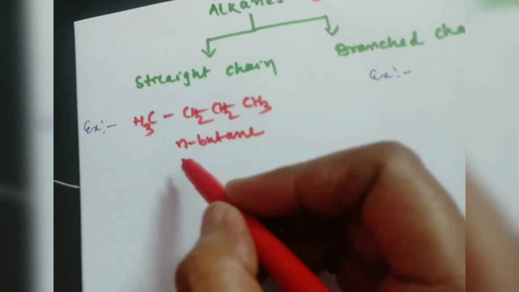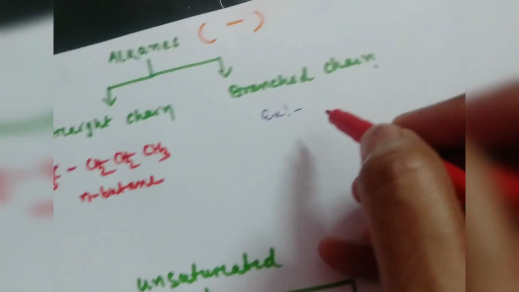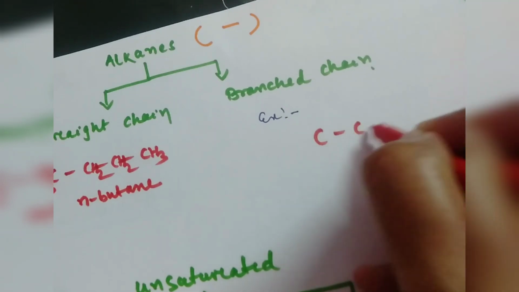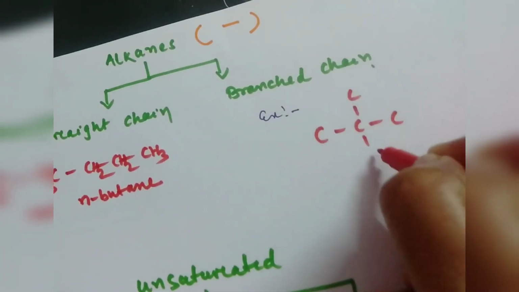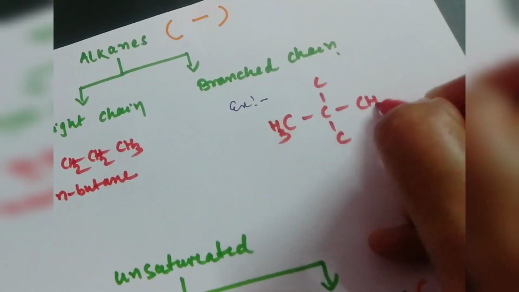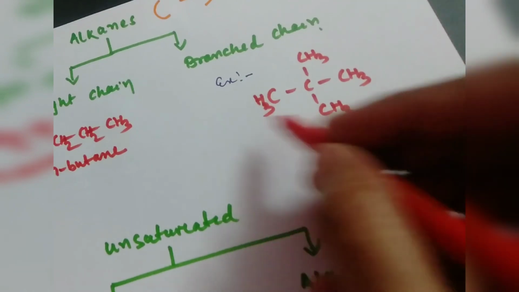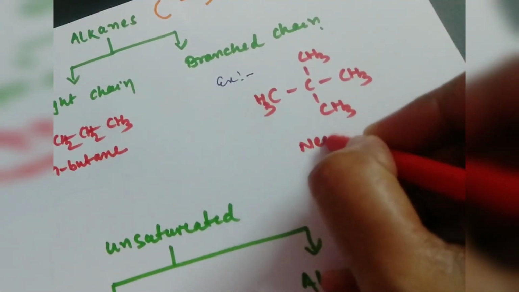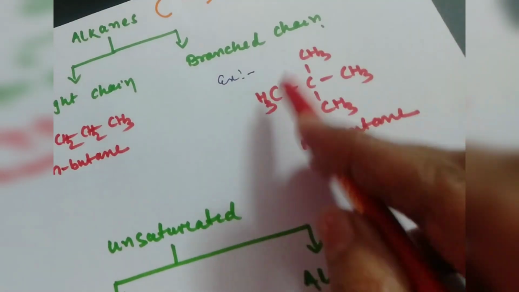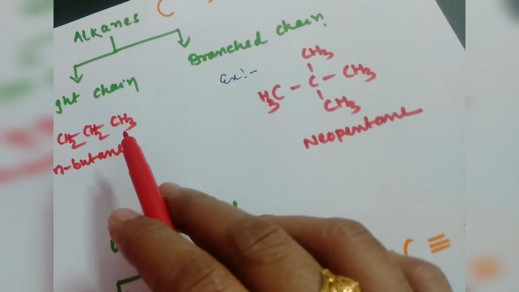That is, n stands for normal, n-butane. Similarly, what is a branch chain? Branch chain you can write like this, 1, 2, 3. Okay, this is a branch chain. Satisfy this, CH3, CH3, CH3. Okay, now this compound is neopentane. These are the common names. This is neopentane, with 5 carbon atoms. This is the branch chain compound, this is the straight chain compound.